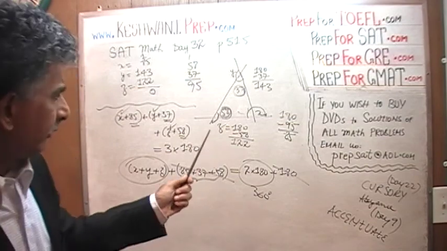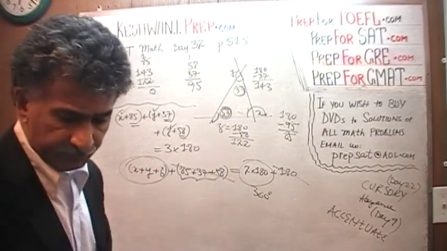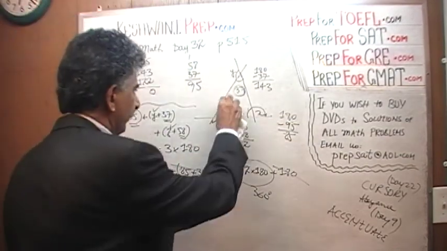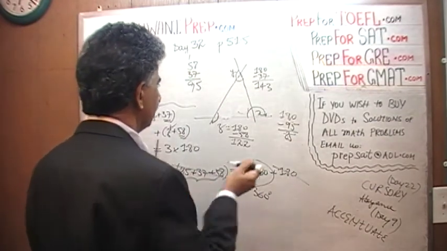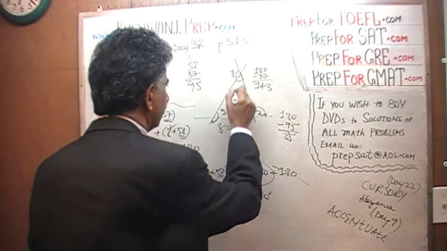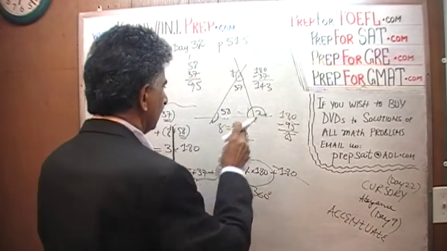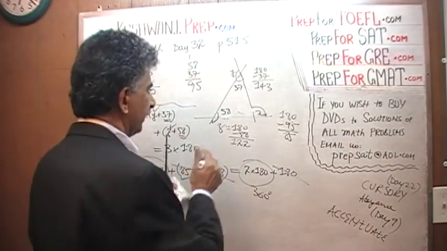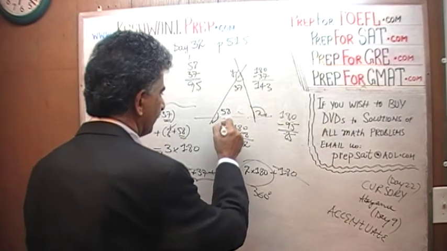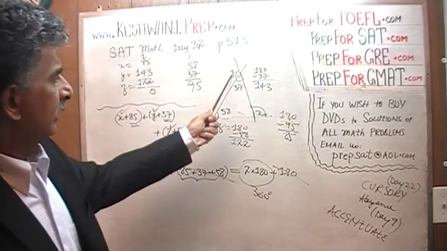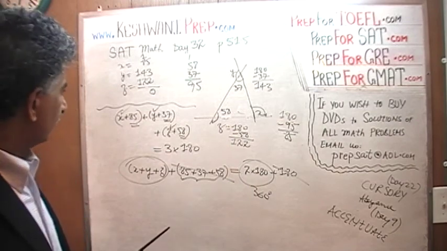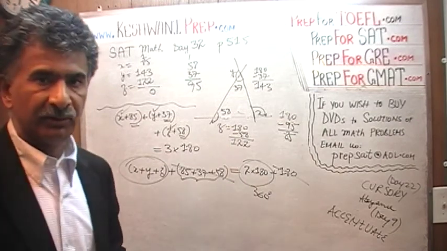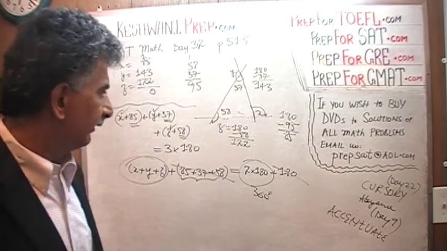Here's the triangle that is given to us. We are told that this is 58 degrees and that's 37 degrees. We are told that the outside angle here is Z, the outside angle here is Y, and the outside angle here is X. And the question simply is, what's the sum of X plus Y plus Z?